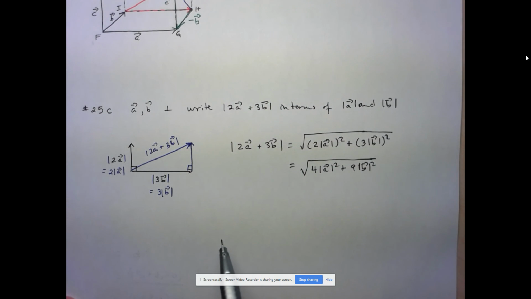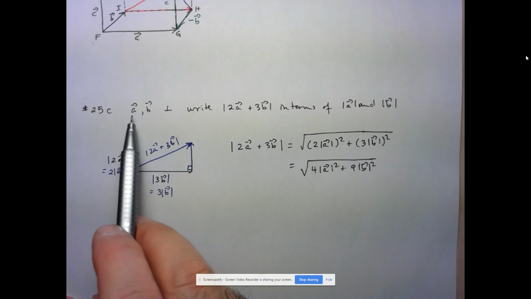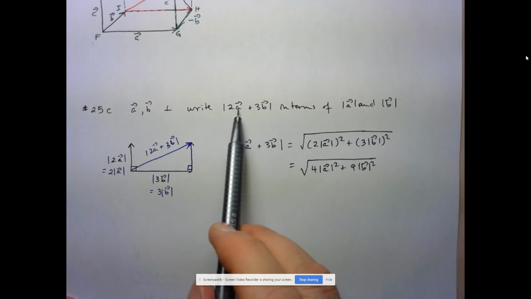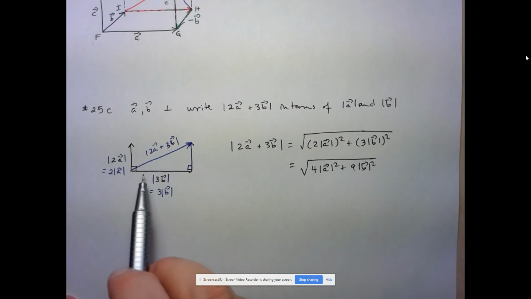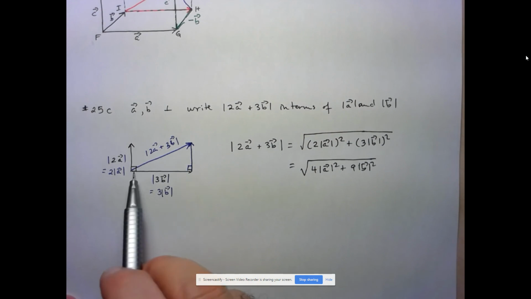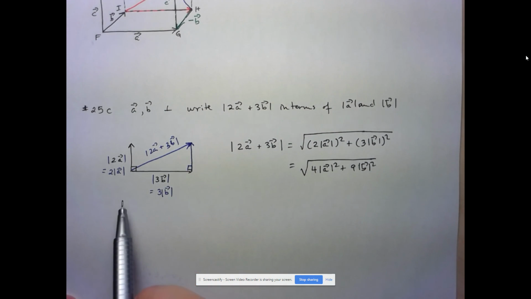Just to recap, I realized that if A and B were perpendicular, 2A and 3B would still be perpendicular. Then I set up my diagram and realized that 2A plus 3B just represented the hypotenuse of a right angle triangle. Okay, that's it for these.